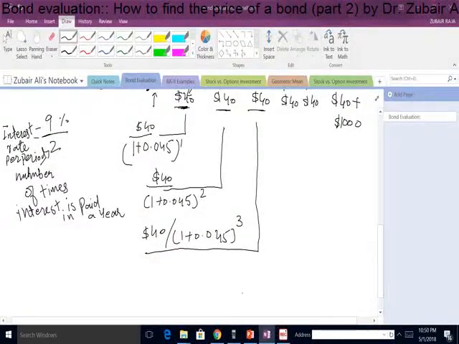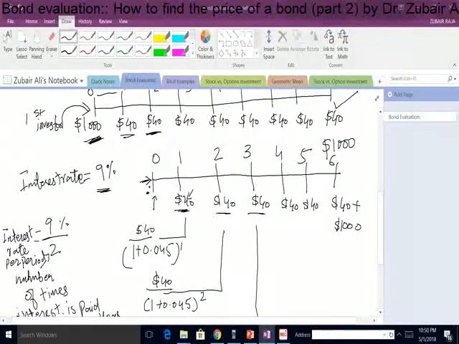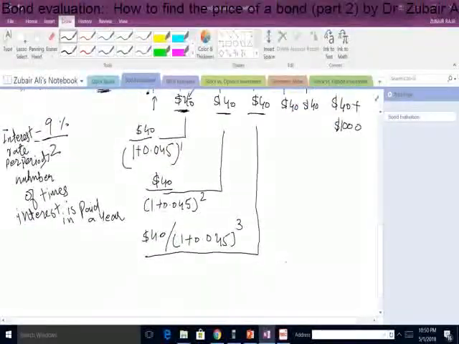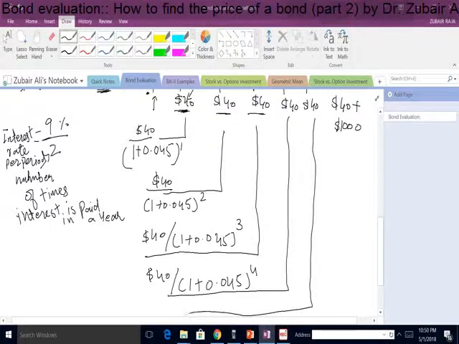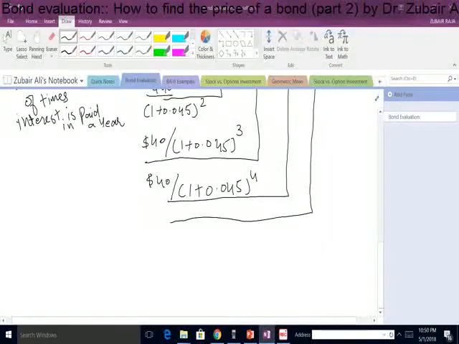For the fourth payment, which the second investor will receive at the end of the fourth period, now I think by this time you might have been able to figure out that it should be, again, $40 divided by 1 plus 0.045 raised to the power 4. And for the fifth payment, which is this one, right, this will be again $40 whole divided by 1 plus 0.045 raised to the power 5.